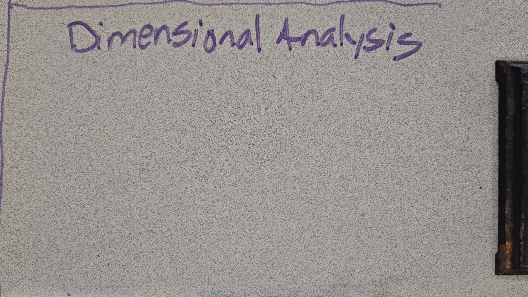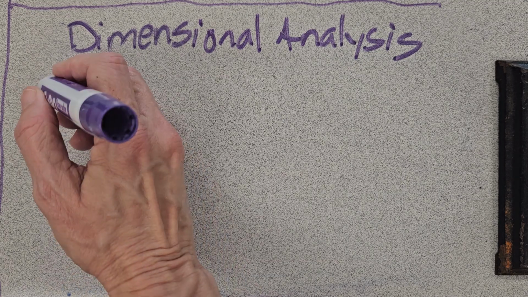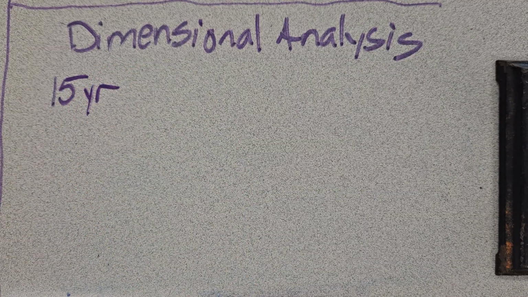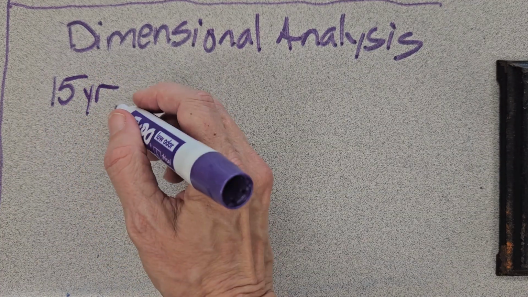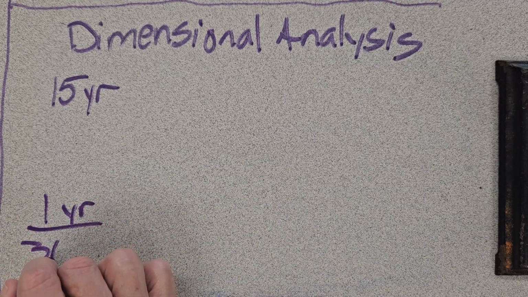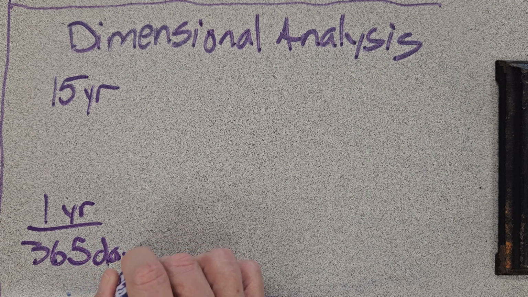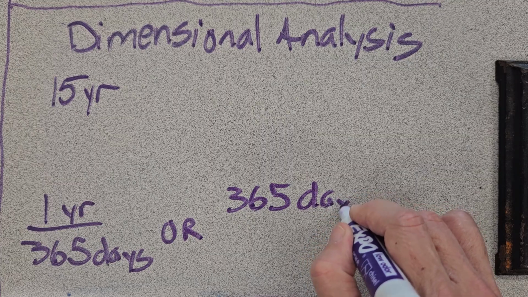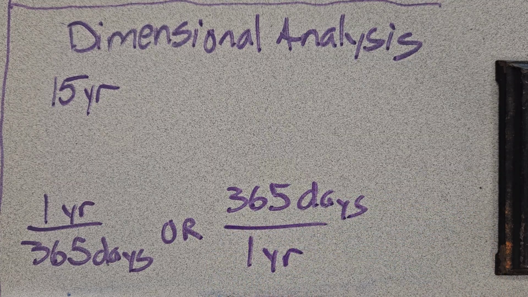So let's say you want to find out how many seconds old you are. Or let's not go all the way to seconds. Let's just figure out how many days old you are, okay? A lot of my students, not everybody, but a lot of my students, are 15 years old. And you all know that 1 year is 365 days. Or we could write the exact same thing, just flip it, as 365 days is the same thing as 1 year. These two things right here are called conversion factors.